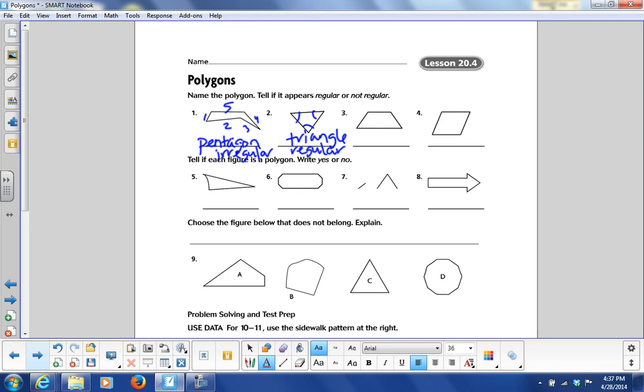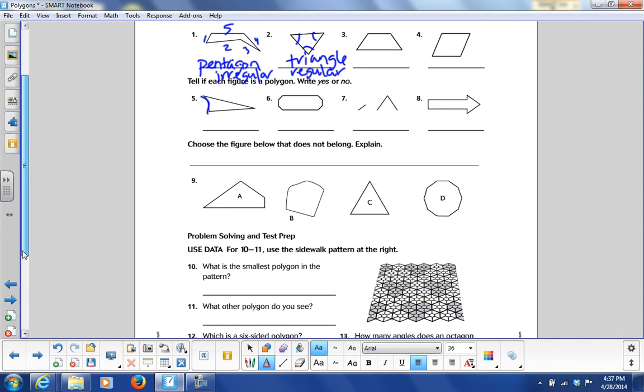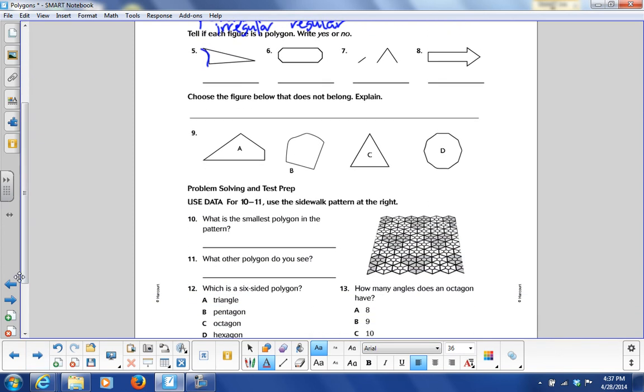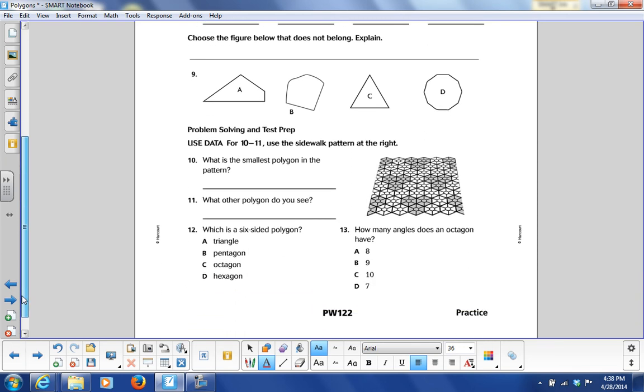Number 5, tell if each figure is a polygon. Remember, we don't really have curves as far as polygons go. There are no curves in polygons. Polygons are also closed-sided, so make sure you remember those few things about polygons. Choose the figure below that does not belong. So look at A, B, C, and D. It's like those games you used to play as a kid. Which one of these does not belong in the picture? You guys are too young for Sesame Street, it's sad. But that's what you'll do.